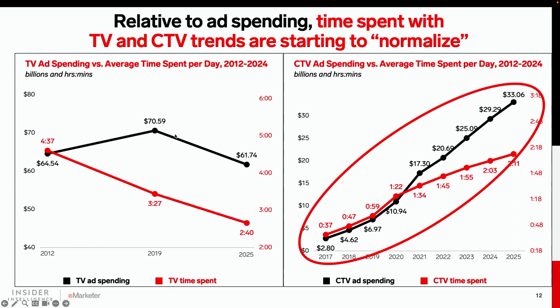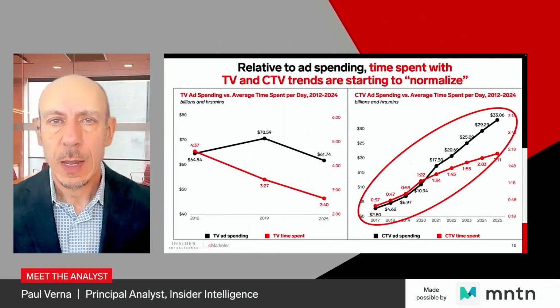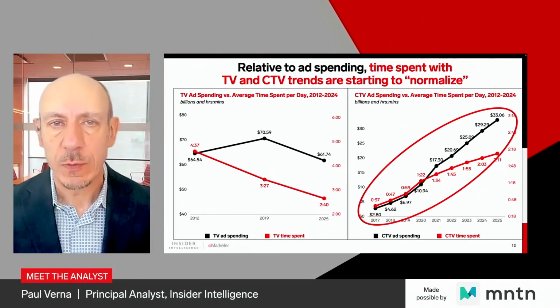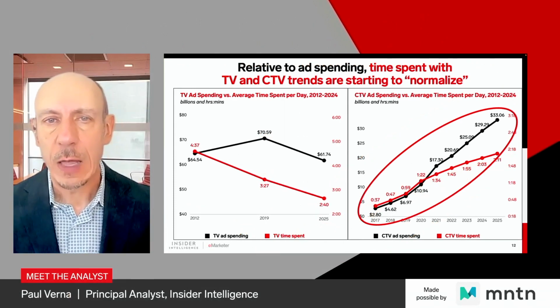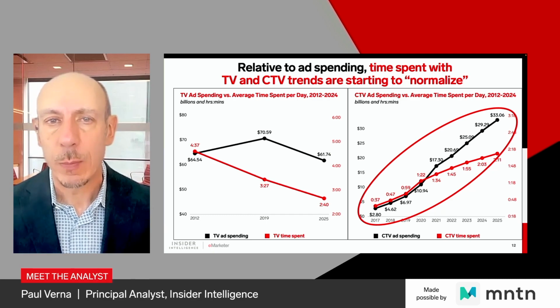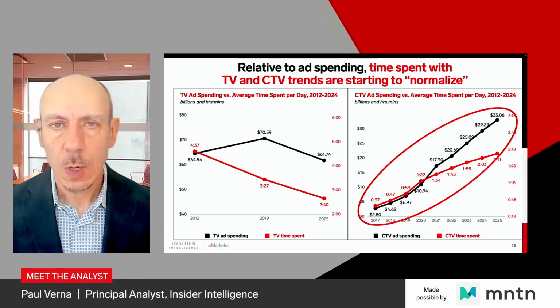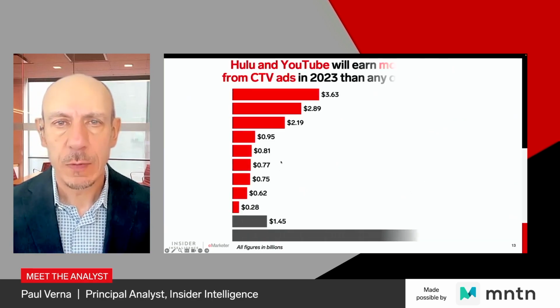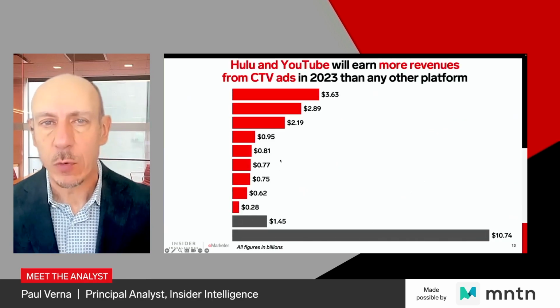So both these lines trend positive every year in this forecast, but what's interesting is how ad spending is now rising faster than time spent. And that's not a problem by any stretch. In fact, it's an indication that the value prop of CTV is becoming more apparent to advertisers. I don't think we're going to see these lines break apart much more than they have, but they should continue to move in parallel. All right, so I'd like to pivot now to CTV ad platforms.